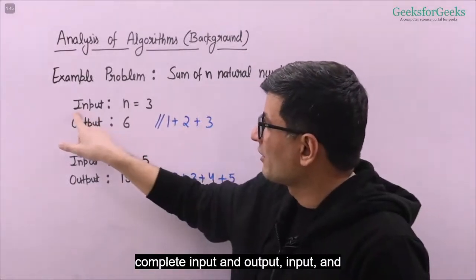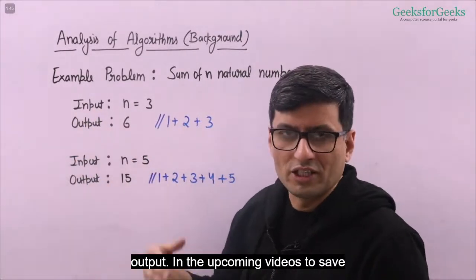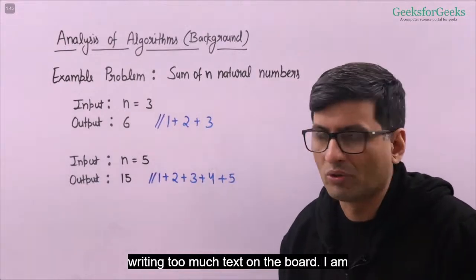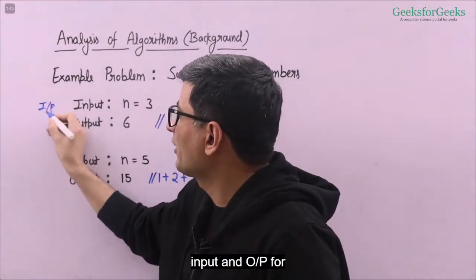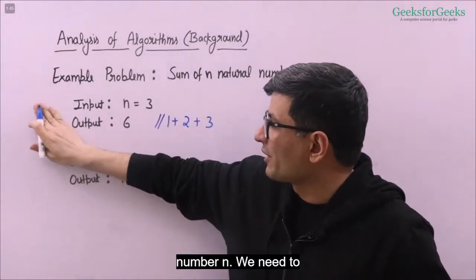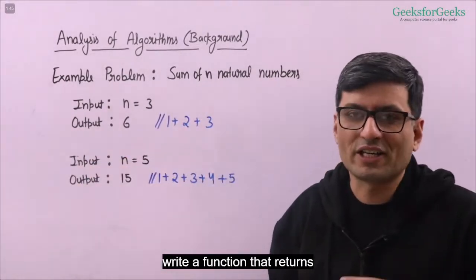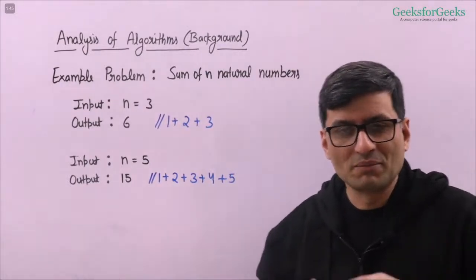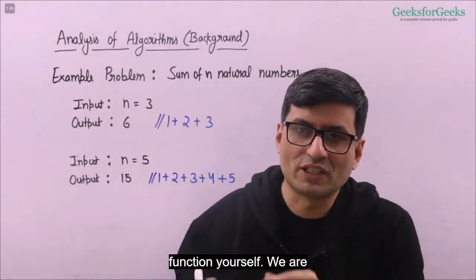See, in this video, I have written complete input and output. In the upcoming videos, to save writing too much text on the board, I'm going to use IP for input and OP for output, right? Just to save the space here. So we have an input number n. We need to write a function that returns the sum of first n natural numbers. Please pause this video and try to write down a function yourself.